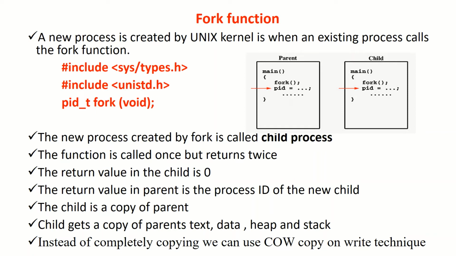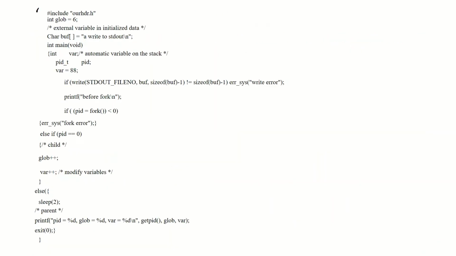Here the figure shows the scenario: one is the fork function, how fork initiated the work, and the second is the child process, how the child process was initiated as a new process. Here the program displays information about the external variable in initialized data, and the automatic variables on the stack at the time of running the program. It also displays an error if there is one, a fork error. Otherwise, when pid is equal to 0, it displays the child's identification number and the modification of the corresponding child's variables.